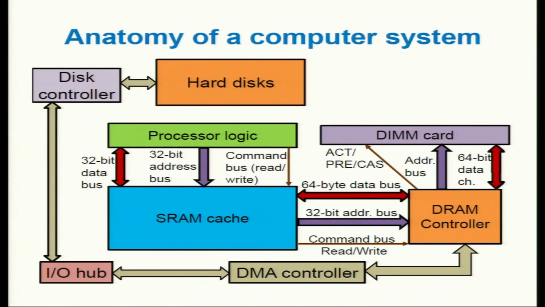You have a 32-bit address bus, and you have a command bus which asks the DRAM controller to do a read or write from DRAM. And the DRAM controller now translates this to a language that the DIMM cards actually understand.